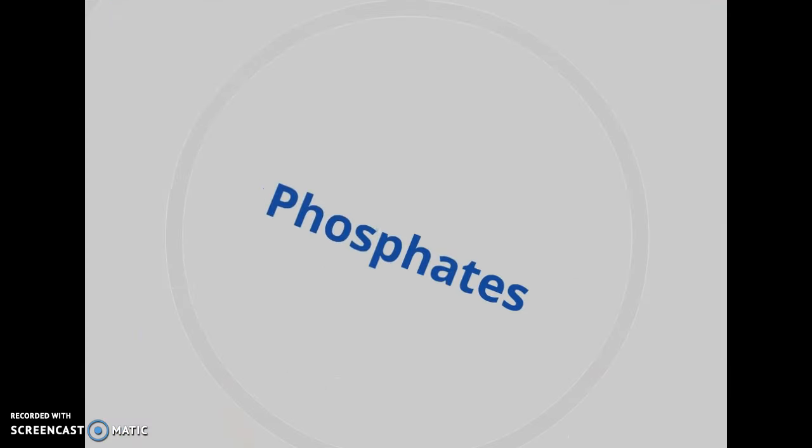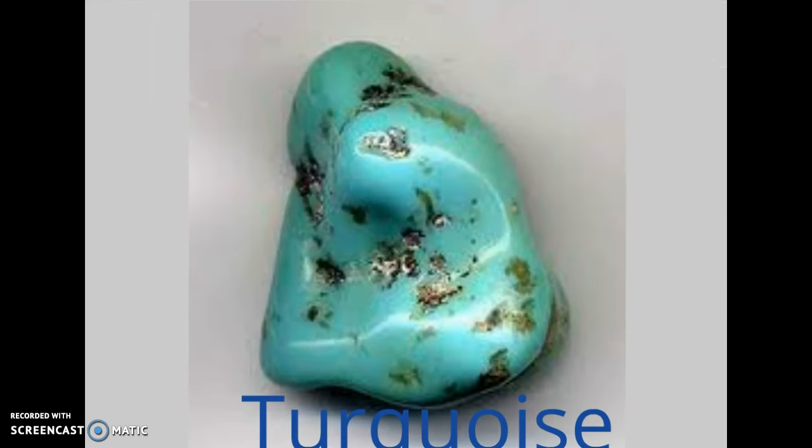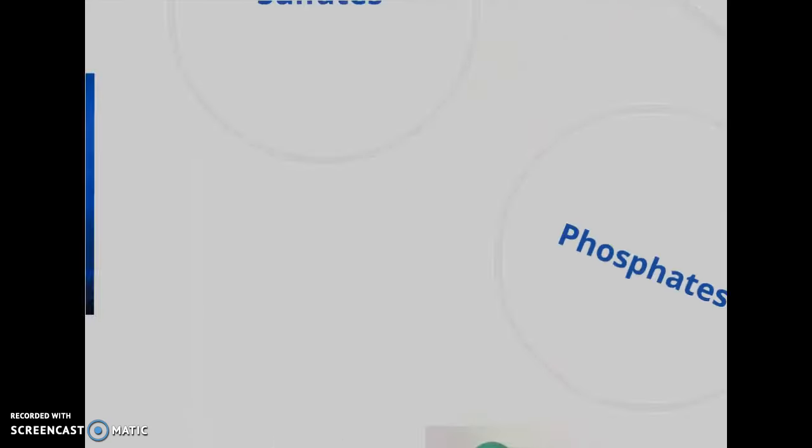Okay, phosphates, very rare group here. It's again a silicon-oxygen base with the addition of phosphorus or arsenic or vanadium. These minerals are quite rare, which of course makes them a little more valuable. And this is probably the most common phosphate, which is turquoise.